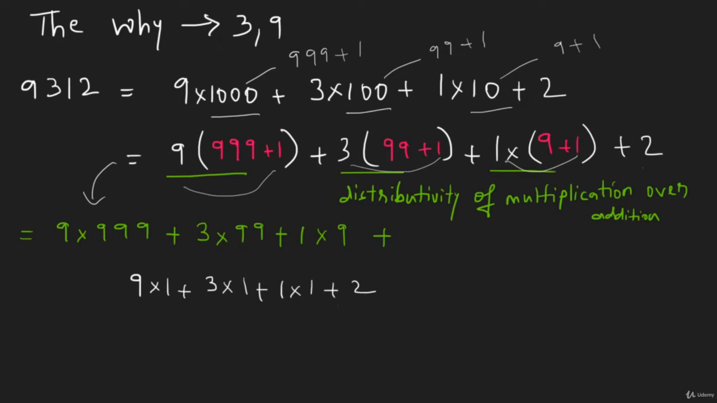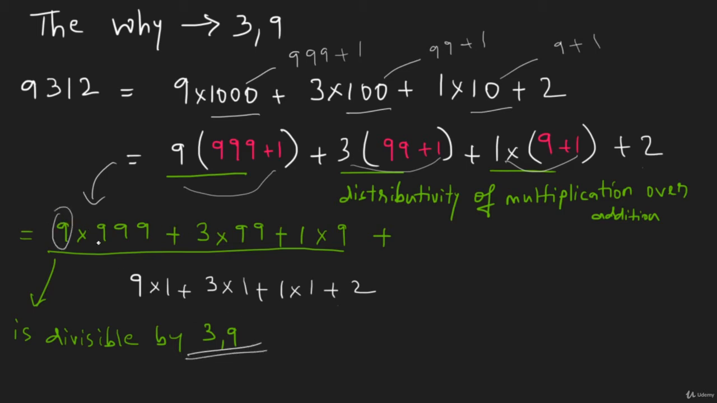Now, you can observe that this part over here is divisible by 3 and 9, right? Over here you have 9, over here you have 999. So this part is divisible by 3 and 9. Over here you have 99, 99 is divisible by 3 and 9. Over here you have 9, 9 is also divisible by 3 and 9. So this section over here is divisible by 3 and 9.